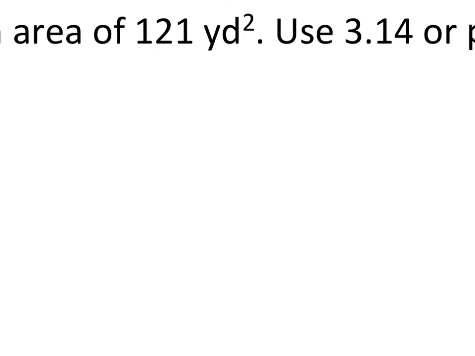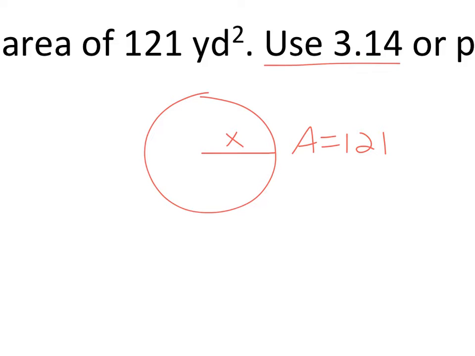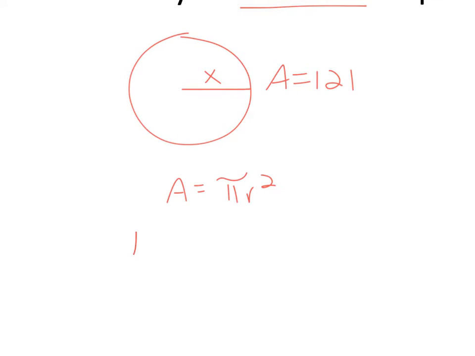All right, so circle, right? Think about that. We've got a circle. We do not know what the radius is. We know the area is 121, and we know we're using 3.14 for pi. So again, area would be pi r squared. So my area is 121, pi we're going to use 3.14, and x, because that's my radius, squared.